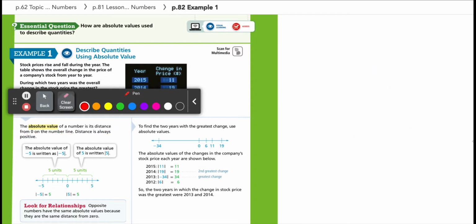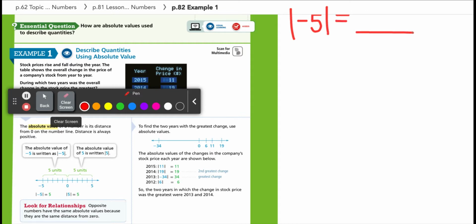So now we have to understand what that means, the absolute value. In math, you are going to see it written with two longer lines. So we're going to have a longer line, a number, let's say -5, and then another longer line. So we read this as the absolute value of -5 is what?